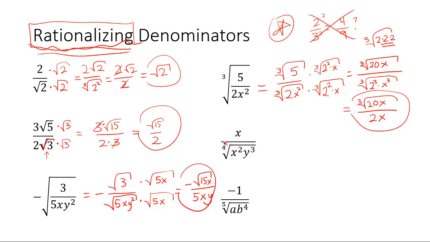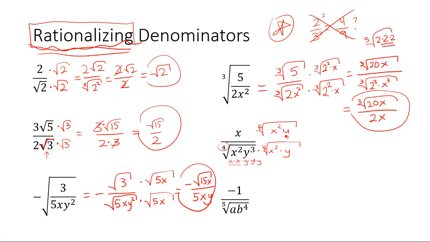Now try this one. This is a 4th root, meaning we need to multiply by a 4th root. So don't forget that little 4 there. And we need groups of 4. So here we have 2 x's, and here we have 3 y's. So we need 2 more x's in order for this to be x to the 4 when multiplied. And we need 1 more y to make this 4 y's.